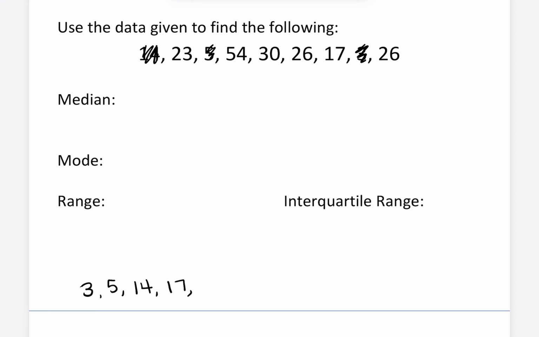Looks like 17, 23, and then we have two 26s. Let me make sure I mark those out. And then 30 and 54. And then don't forget to count and make sure. So we had 1, 2, 3, 4, 5, 6, 7, 8, 9. 1, 2, 3, 4, 5, 6, 7, 8, 9. So I am good to start solving.